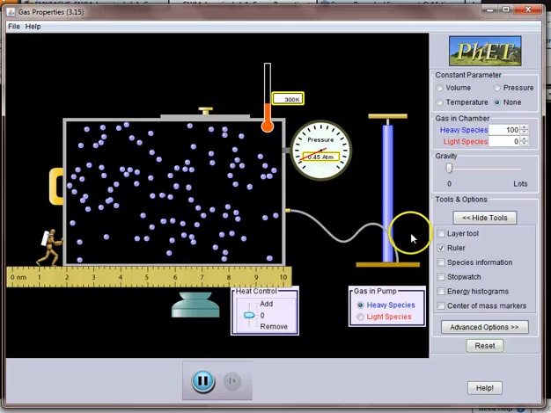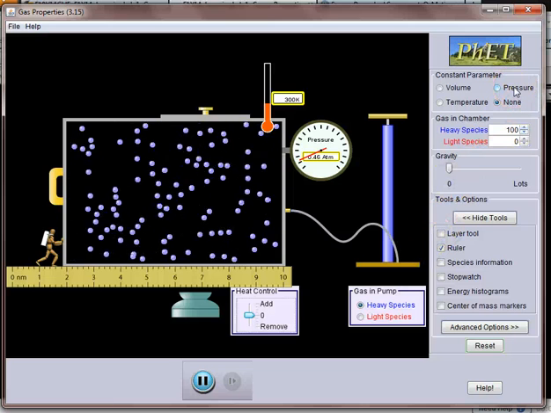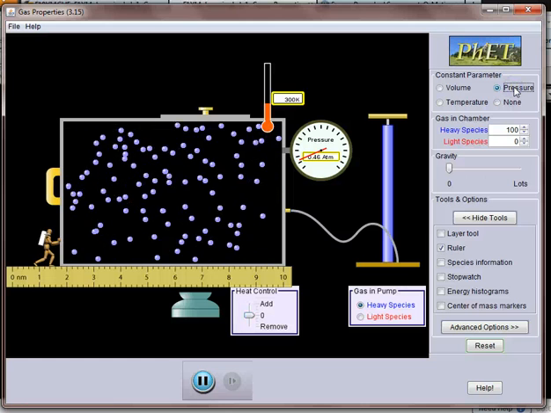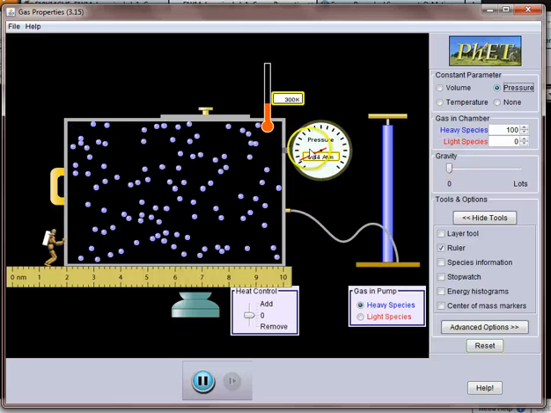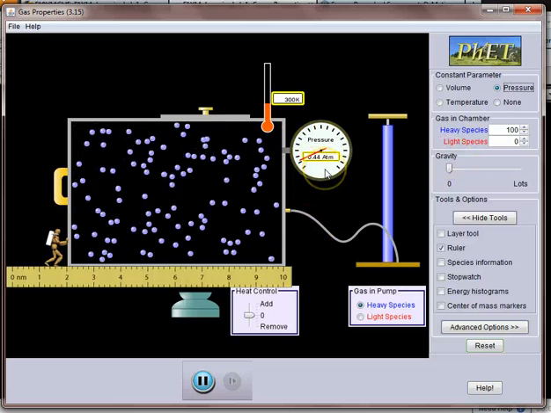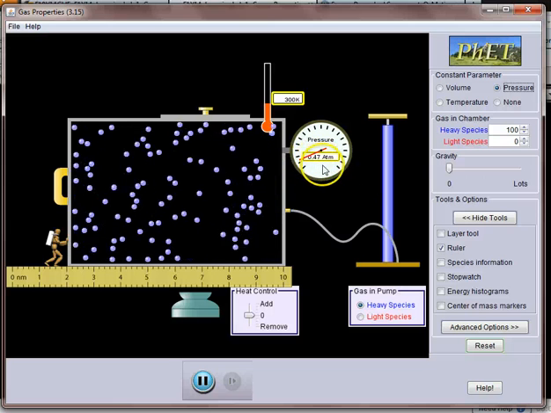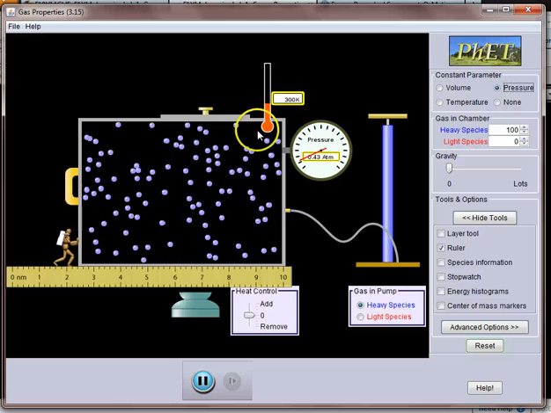Alright, now set the constant parameter to pressure. Okay, now we're going to start our Charles experiment. We say the constant parameter is pressure. Now what we do is we decrease, so now the pressure is not going to change, not by much. Yes, it will fluctuate, but it will stay at 0.5, 0.45. So now we decrease the temperature and see what happens to the volume.